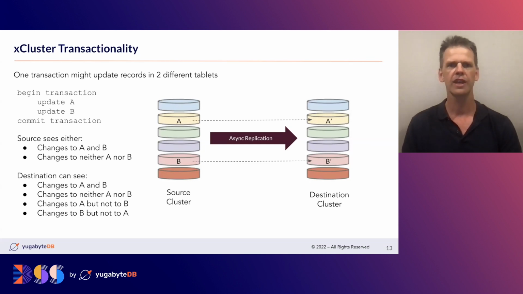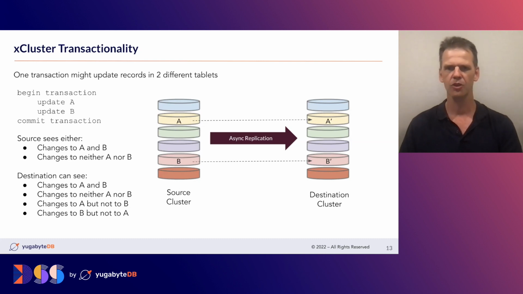I mentioned that we move data tablet by tablet, and each tablet does their replication asynchronously, independent of the other tablets. Well, what happens if I use a transaction? A transaction might update multiple records. So you can see I've got a very simple transaction which says update A and update B, and then we commit the transaction. Well, on my source cluster, because Yugabyte recognizes transactions, it's very strongly transactional. I know that my cluster will either see both A and B, so it sees both those changes that I made, or it won't see either of them. There's no other possibilities because they're wrapped in the same transaction.